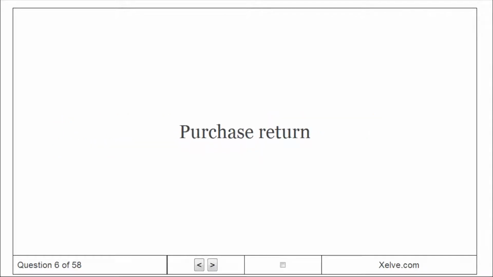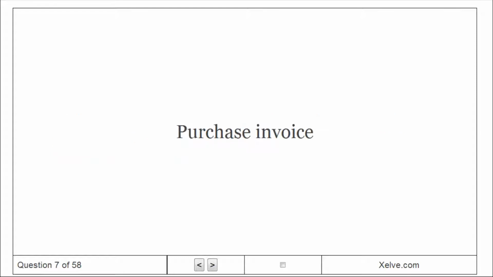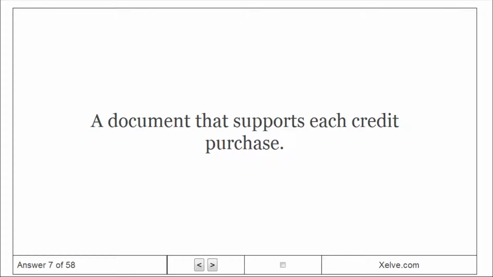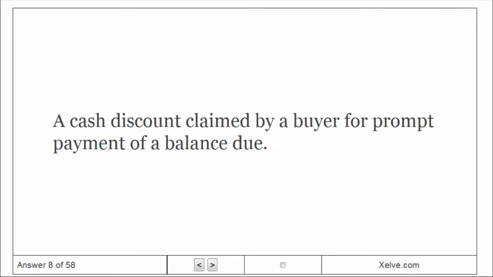Purchase return. Return of goods from the buyer to the seller for a cash or credit refund. Purchase invoice. A document that supports each credit purchase. Purchase discount. A cash discount claimed by a buyer for prompt payment of a balance due.